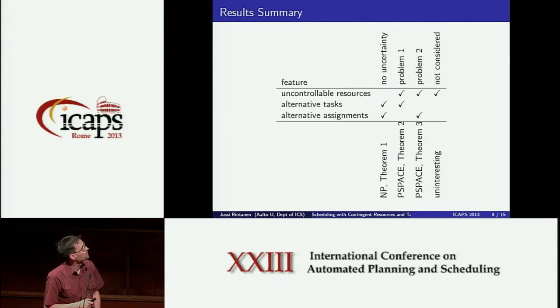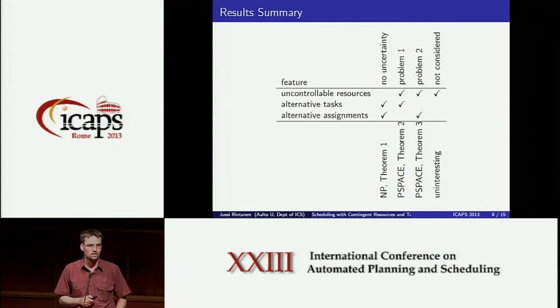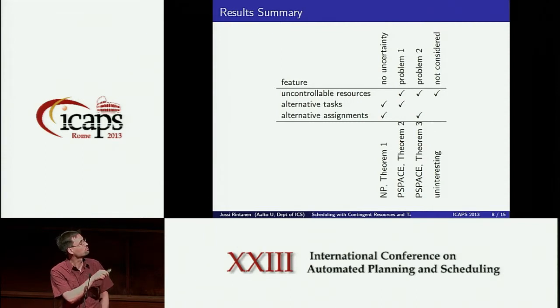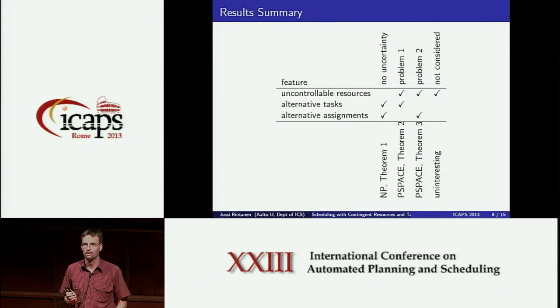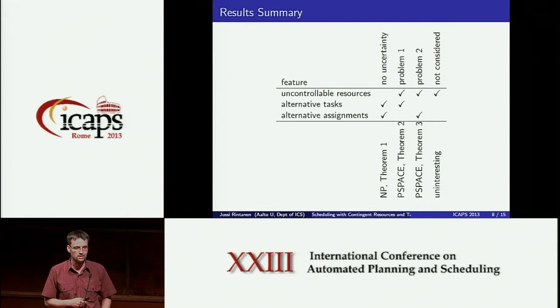Here are the main results for the P-space or for the most general case. So if we don't have uncontrollability, we have the basic usual scheduling case which is NP complete. So practically all interesting scheduling problems are NP complete. They are contained in NP because there is no uncontrollability. There is full information, you can schedule any way you like. Doesn't make a difference whether you have alternate tasks or alternate assignments.